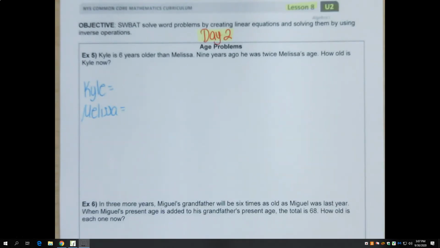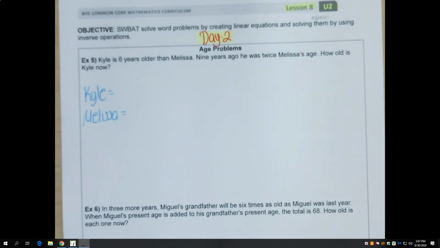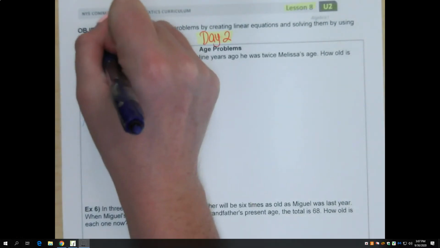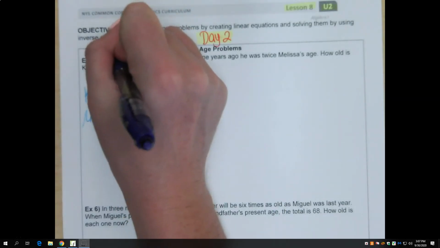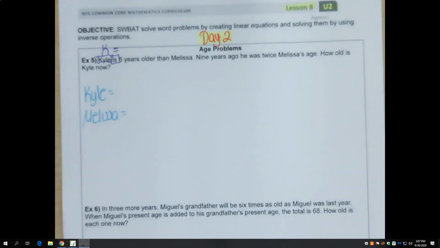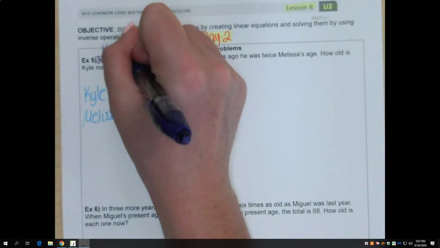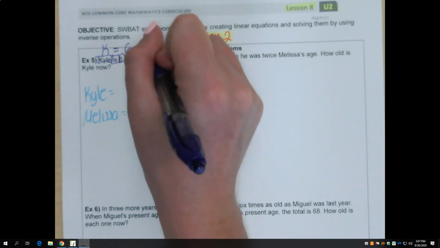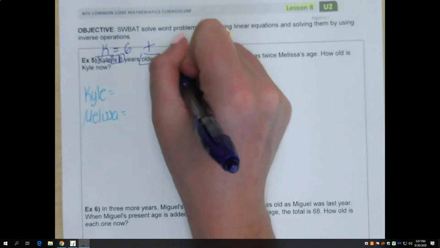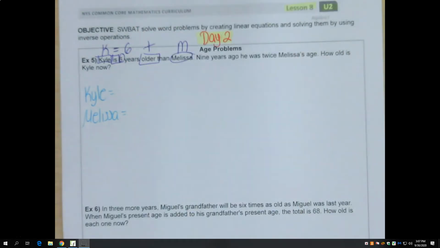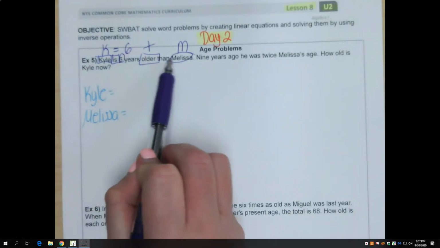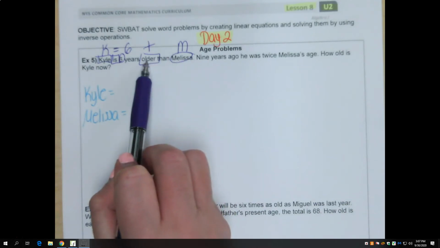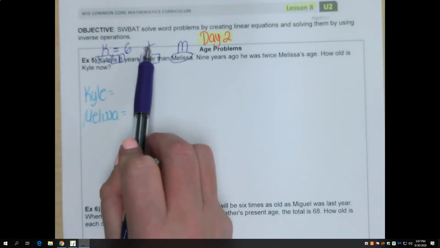All right. Kyle is 6 years older than Melissa. So Kyle, I'm just going to put a K right now for Kyle. So Kyle is a key word. It means equals. So Kyle is 6 years older than Melissa. So 6 is a key number. If he's 6 years older than Melissa, that means we want to add on years to his age. So again, I'm going to use addition to represent the keyword older.